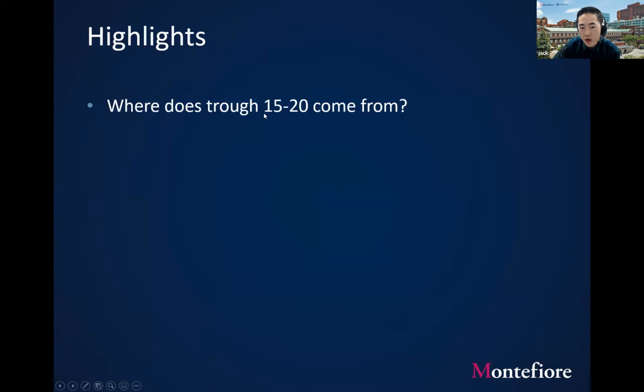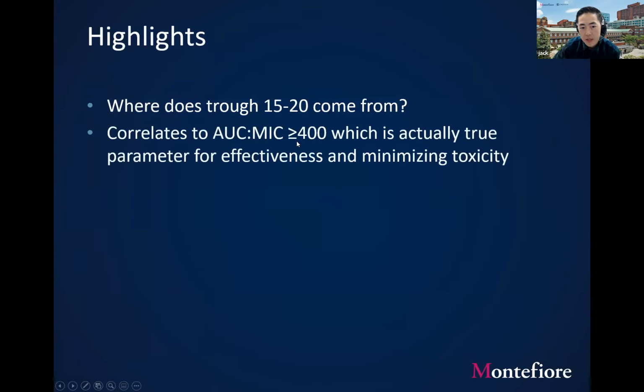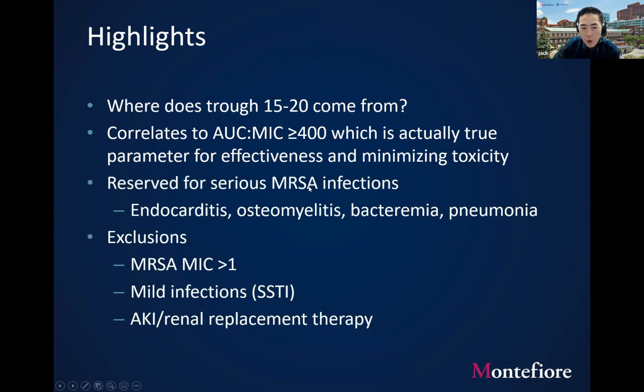Like I said, the trough of 15 to 20 comes from this target because this target is a little bit harder to obtain and the trough is much easier. This target is for both effectiveness and minimizing toxicity. The only caveat is that because it's more difficult to obtain, we reserve it for more serious MRSA infections. This includes endocarditis, osteobacteremia, pneumonia.